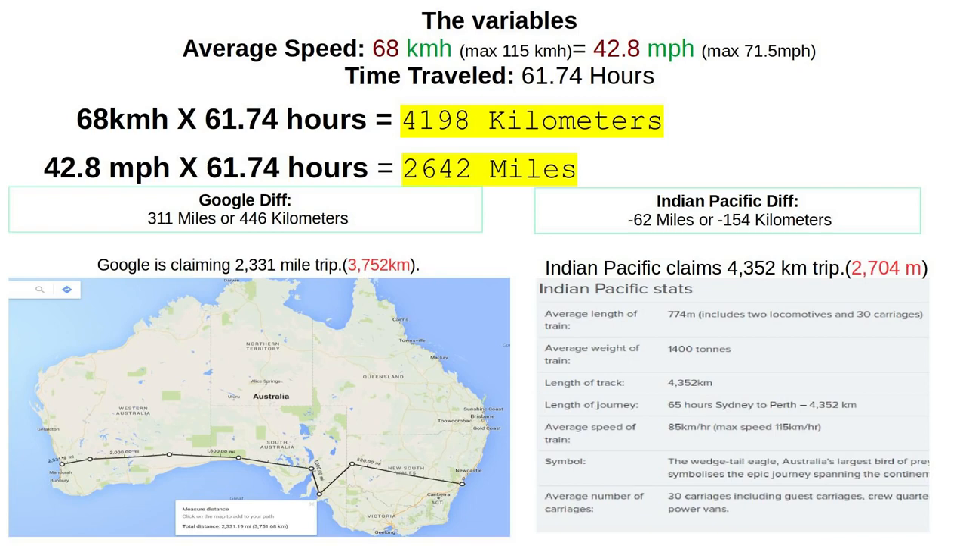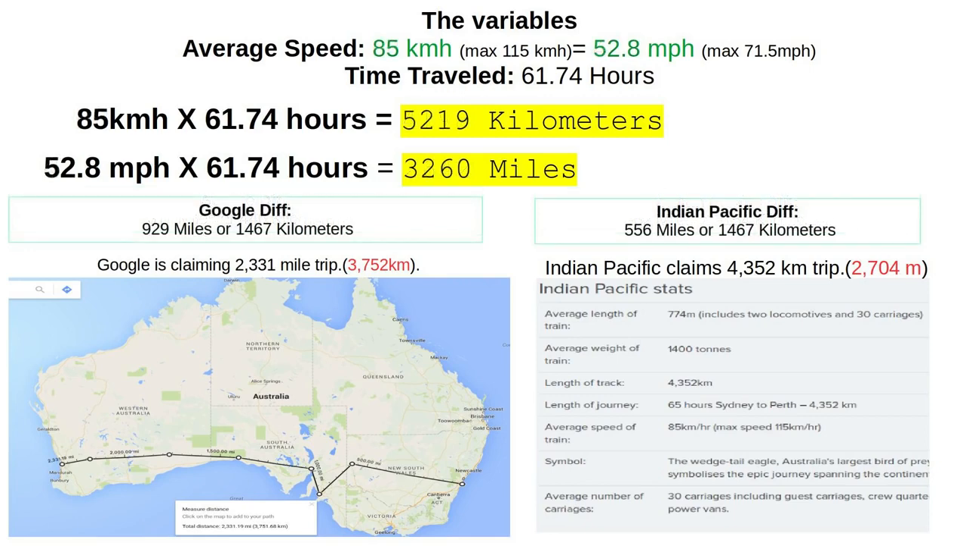But anyway, when we do that, we still have a huge difference for Google of 311 miles or 446 kilometers. Now for Indian Pacific, it almost zeroed out. But again, at 42 miles per hour, that's passenger or freight train speeds on a good day. So it's impossible to have a freight train or a passenger train going across a continent that big, and they're only averaging 42 miles per hour. Get out and walk. It'll be faster.